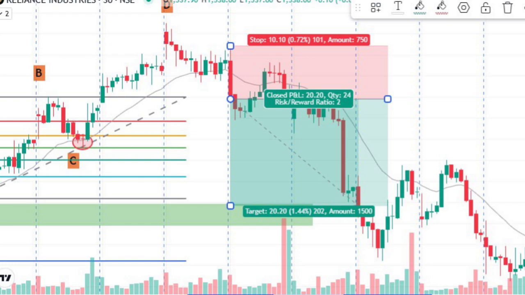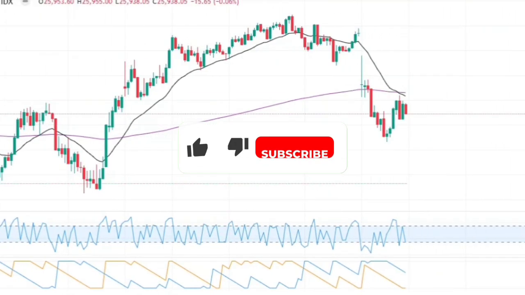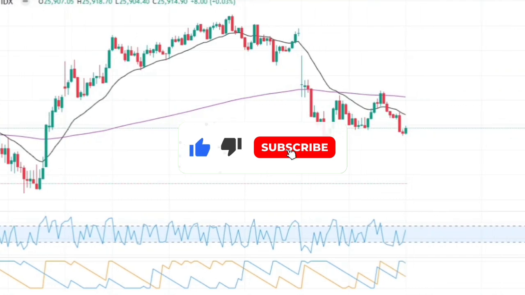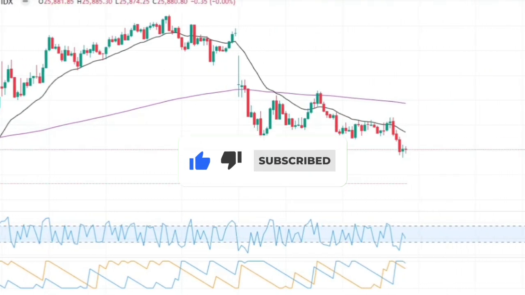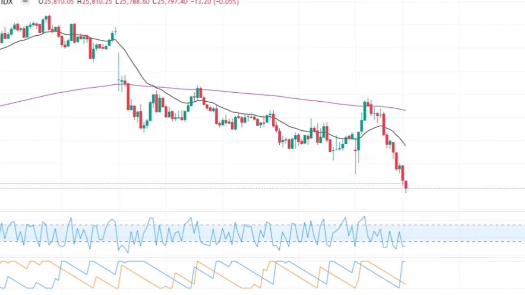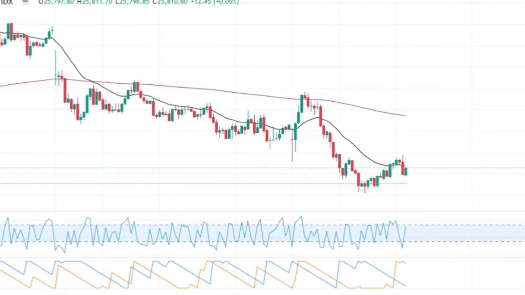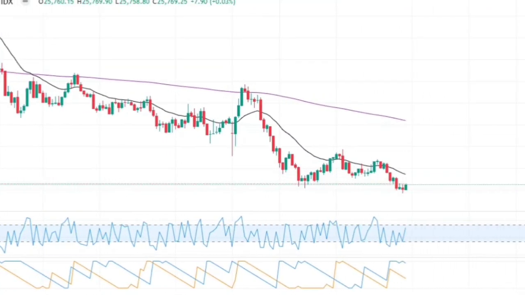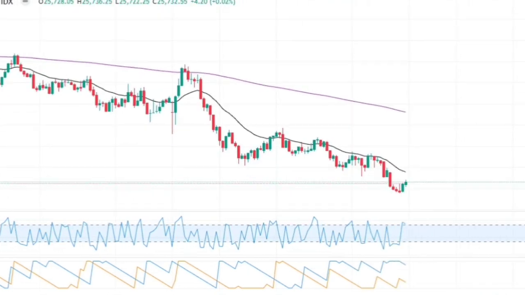Part 4. The one confluence factor that supercharges your edge. Trading a raw ABCD gives you an edge, but trading an ABCD with confluence, that's where the magic happens. Confluence is when two or more independent factors agree on the same trade idea. My number one favorite confluence for the ABCD pattern? Key support and resistance levels.